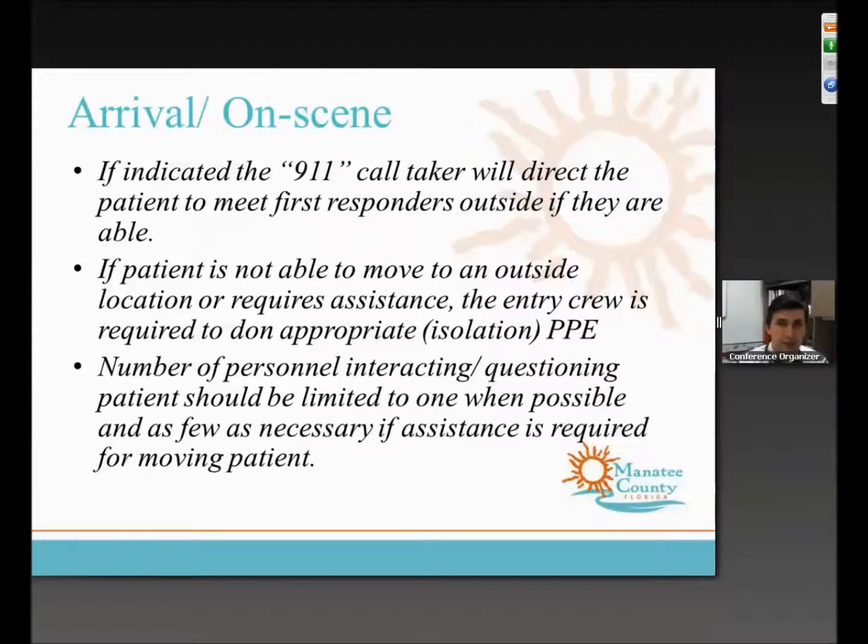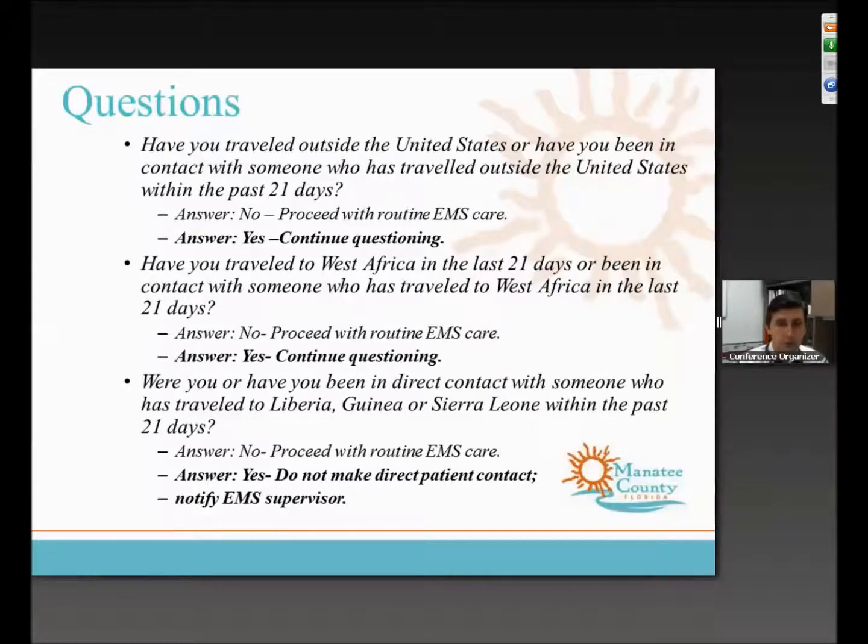Number of personnel interacting or questioning the patient should be limited to one, if at all possible, as few as necessary to prevent potential contamination. So if they have come outside and you greet them, you would want to stay outside of touching distance. If this is not an airborne disease, it's just very, very easily spread by patient contact, as we mentioned, with sweat and other bodily fluids. So you would want to begin further questioning them without touching them or touching any of their belongings.